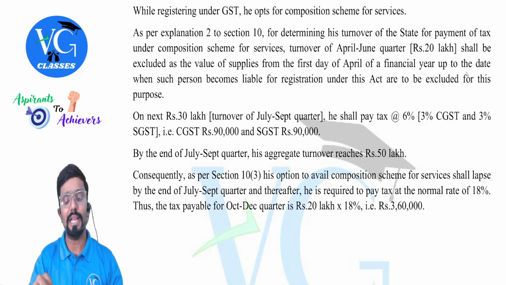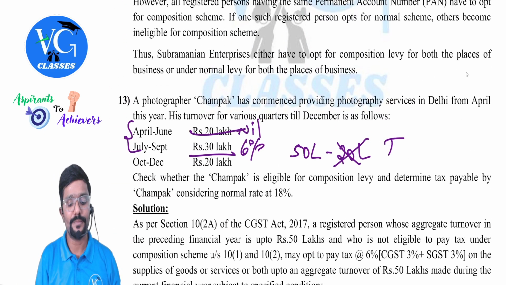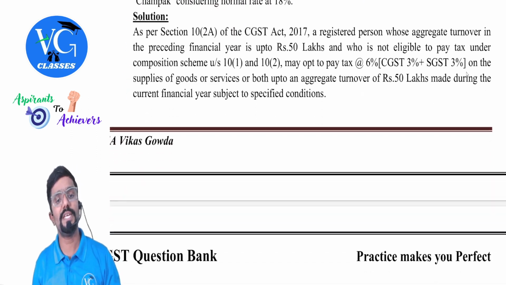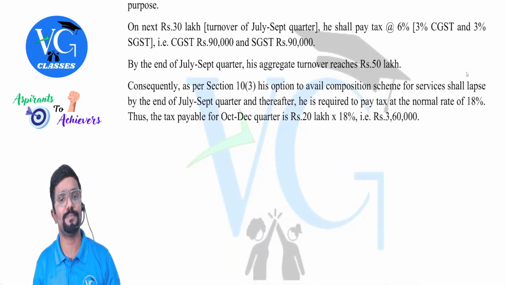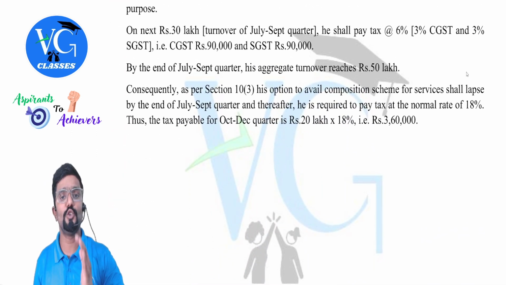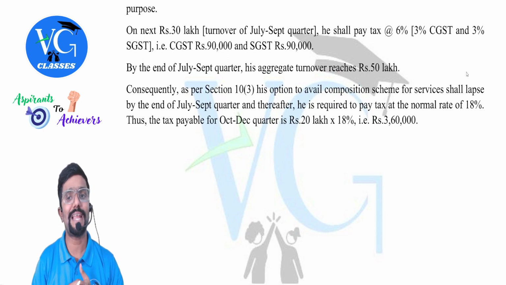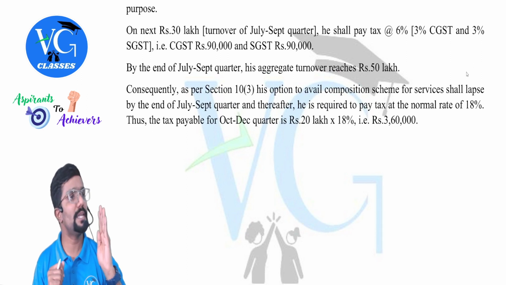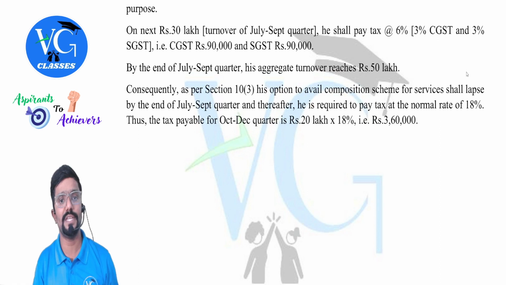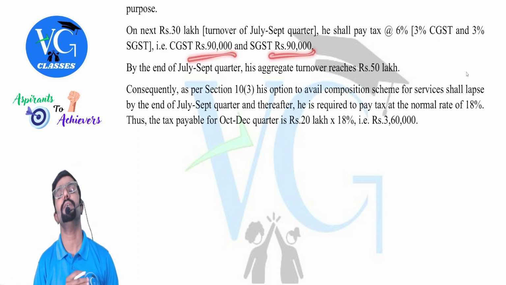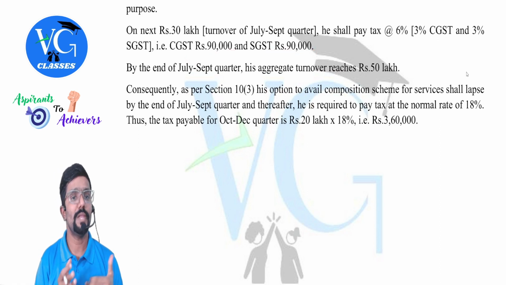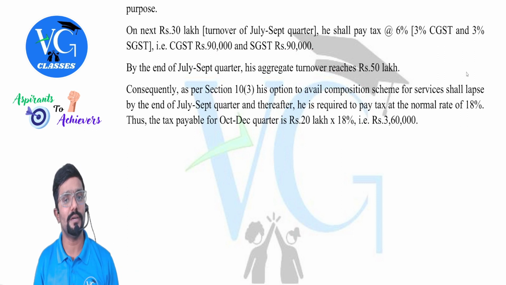On the next 30 lakh, that is the next quarter turnover, should he pay GST? Yes. At what rate? 6%. Turnover of July-September quarter, he shall pay tax at 6%, that is 3% CGST, 3% SGST, which comes to 90,000 each. Next, by the end of July-September quarter, his aggregate turnover reaches 50 lakh.